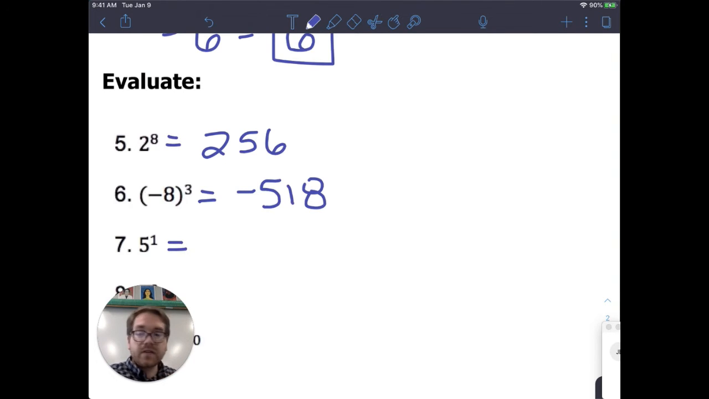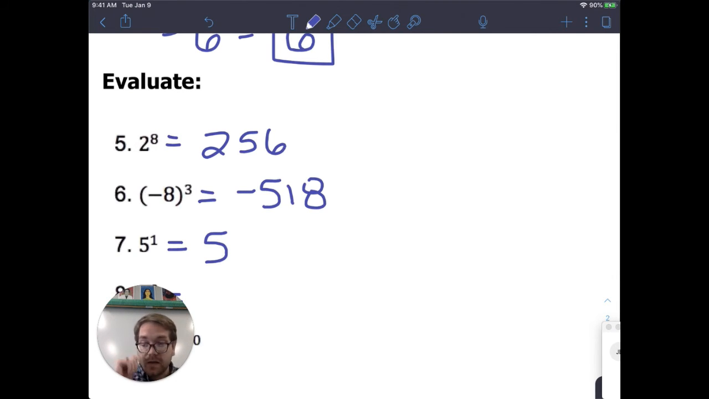Number 7, 5 to the first power. So to the first power, that means we just have one 5, and so that's just 5. 5 to the first power is just 5. Didn't even need my calculator for that.